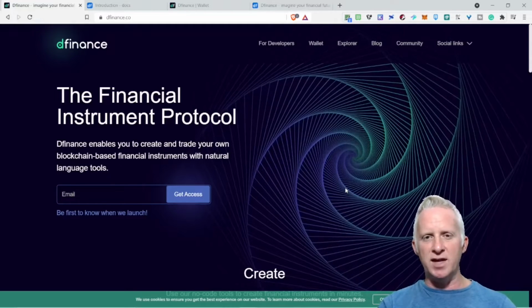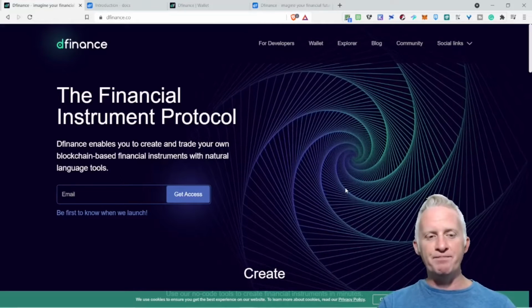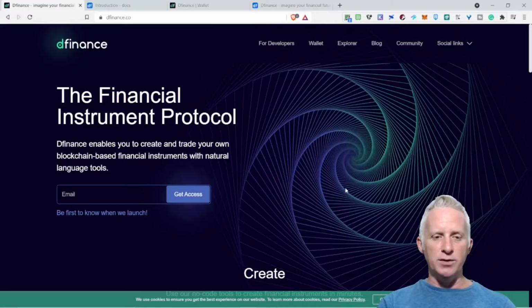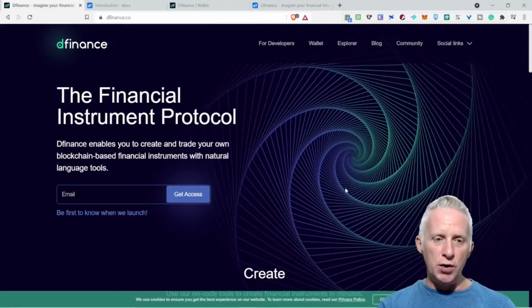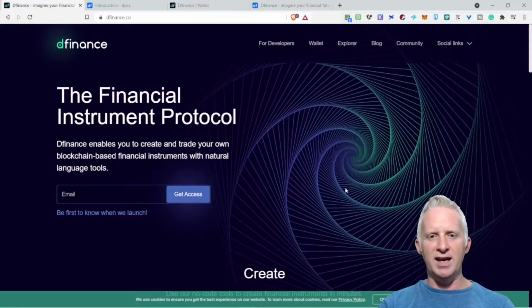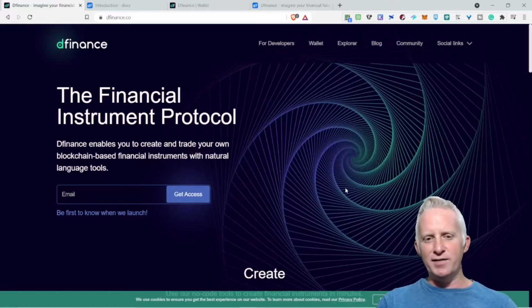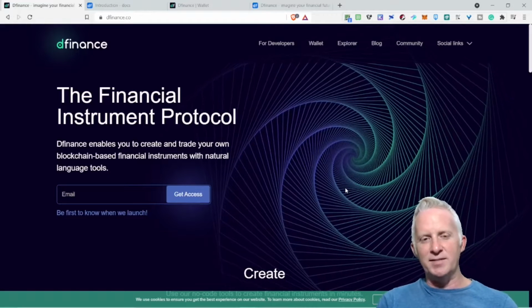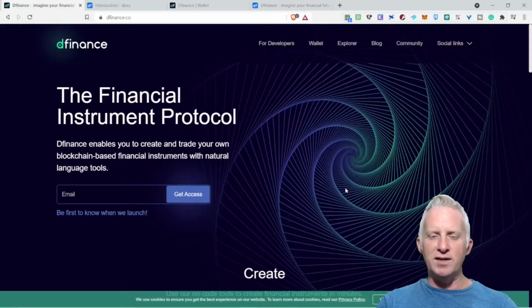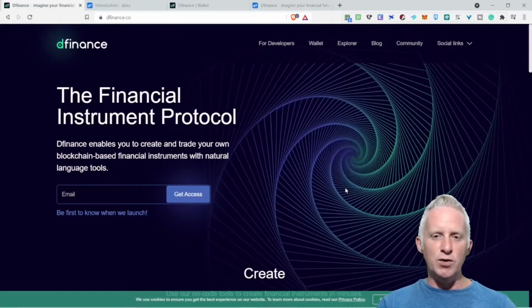I'm going to read that subtitle and then I'm going to make my introduction formula of it. Dfinance enables you to create and trade your own blockchain-based financial instruments with natural language tools. Pretty cool. This is not very similar to everything that I see so far in decentralized finance, and this is really cool, great graphic.